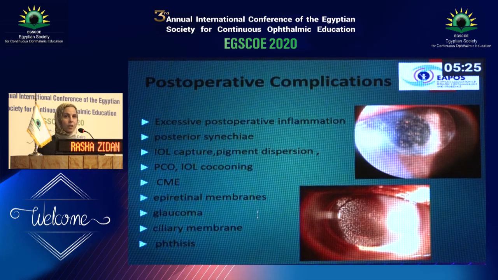The postoperative complication is that you may have a rather good surgery, but postoperatively, you're faced with excessive postoperative inflammation with anterior-posterior synechia. The IOL may become captured with pigment dispersion on the IOL and the back of the cornea. A PCO is very common. Certain types of uveitis, such as juvenile arthritis, it is very common to get a membrane anterior and posterior to the IOL so that it becomes completely enveloped or cocooned within the membrane. Cystoid macular edema, epiretinal membranes, glaucoma, cyclitic membrane, and phthisis bulbi.